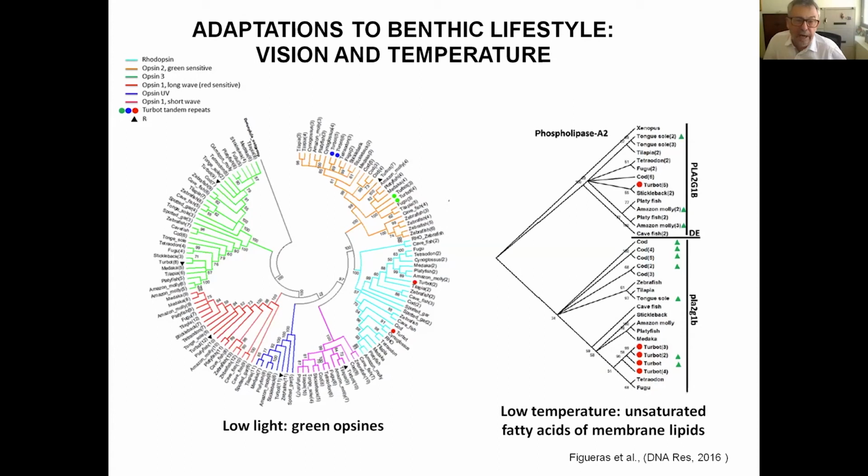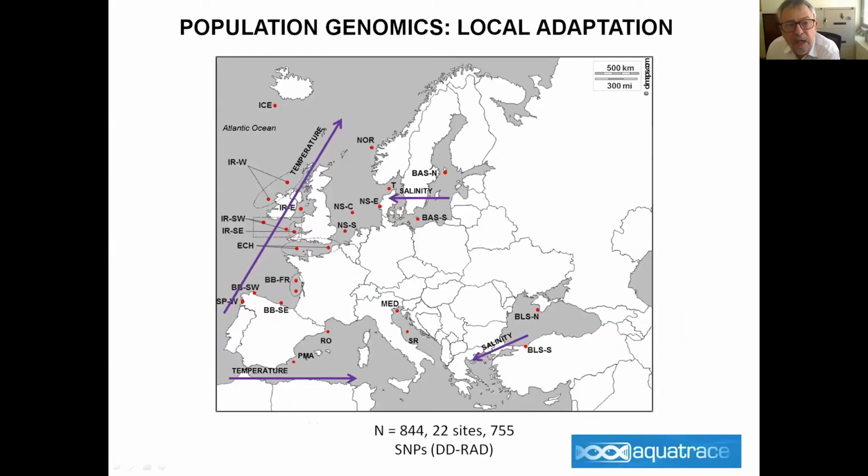In addition, we could also identify several enzymes related to the production of unsaturated fatty acids that were very important for adaptation to the low temperatures where turbot lives. In addition, within the Aquatrace project, we used the turbot genome as reference to look for local adaptation.